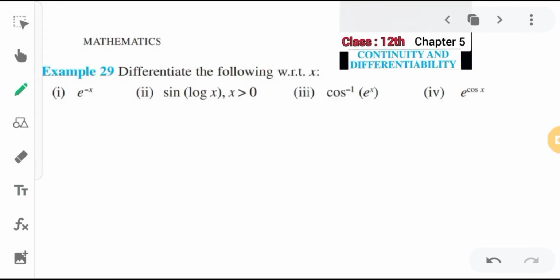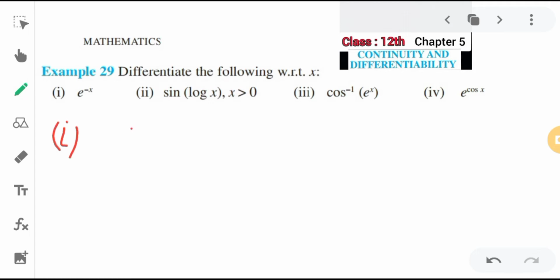Okay, so this is from chapter 5, continuity and differentiability. Example 29, we have to find the differentiation of the following functions. There are 4 questions, so we'll cover these 4 questions in this video. I will start with the first one.